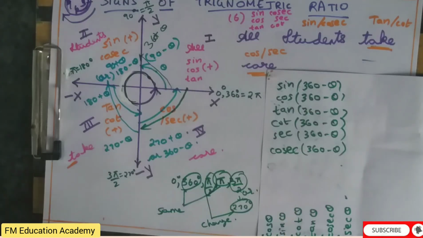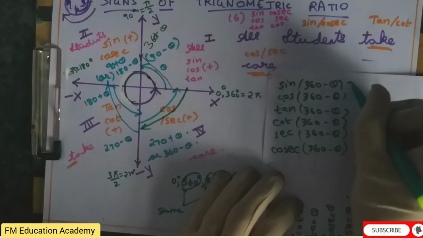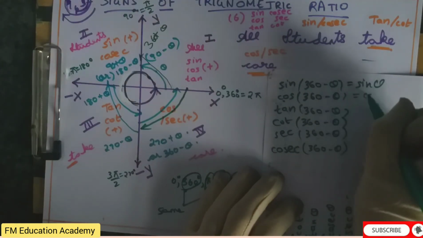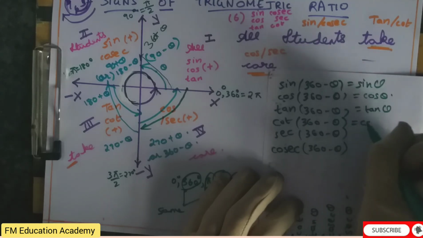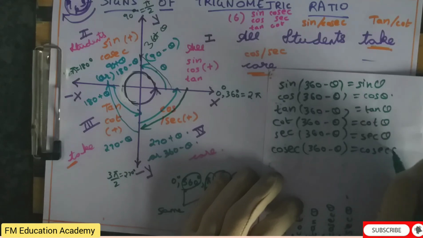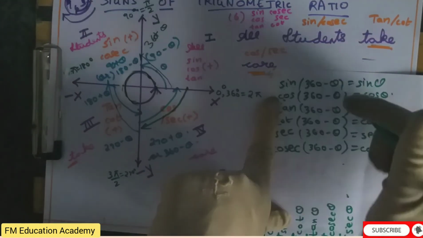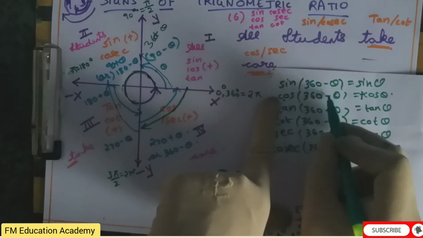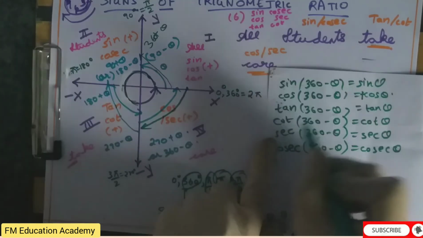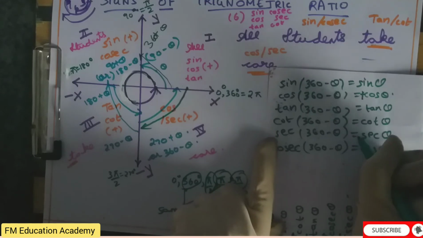For 360, the ratio will remain the same. So sine will remain sine theta only, cos will remain cos theta only, tan will remain tan theta only, cot will remain cot theta only, secant will remain secant theta only, and cosecant will remain cosecant theta only. Which two will be positive in the fourth quadrant? Only cos and secant are positive. So cos 360 minus theta is plus cos theta. Similarly, secant 360 minus theta is plus secant theta.